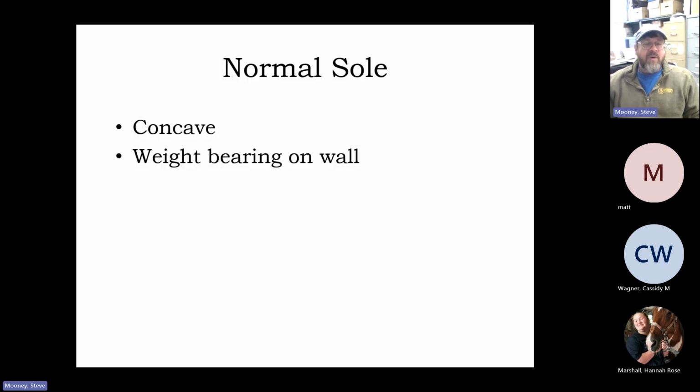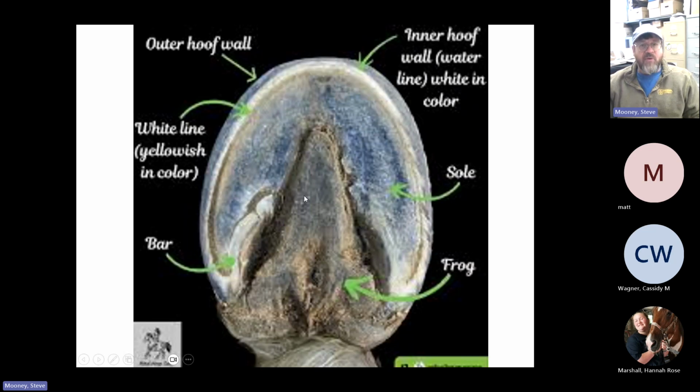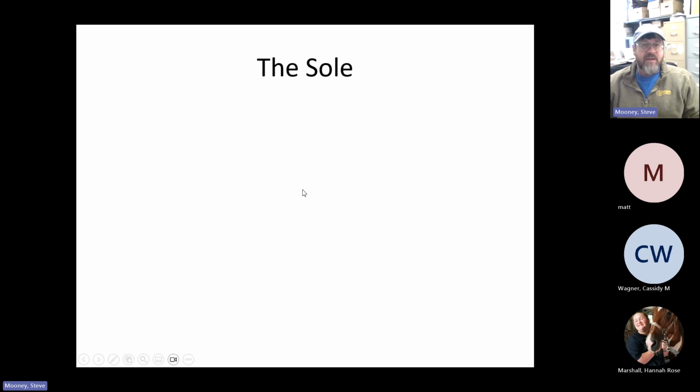But we have that. We have the sole. It's kind of concave. We want the weight bearing on the wall. So if we're looking at our hoof here, we have the outer wall where our shoe is attached. That's where we want to bear the weight. We're not going to be bearing a lot of weight on this sole. It runs from here to here. Should be concave. It's not necessarily flat, but it provides a certain amount of protection to the sensitive tissues underneath. So if that animal's moving, we need to have that intact to carry that out.